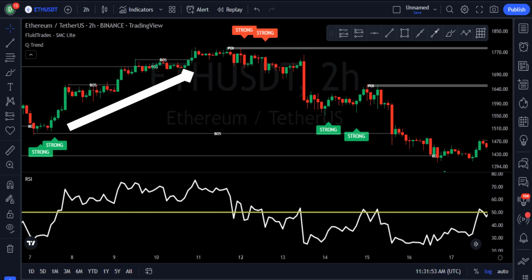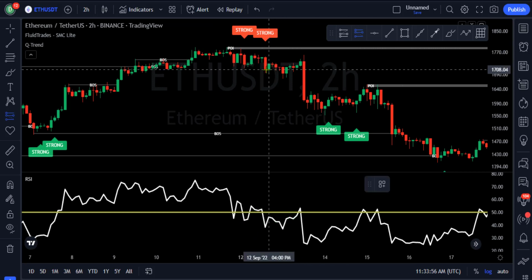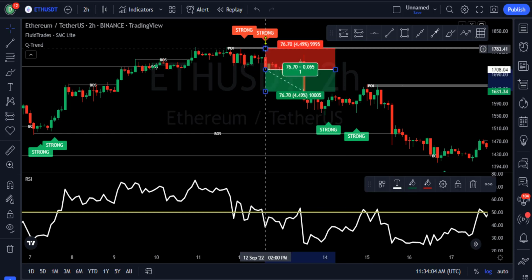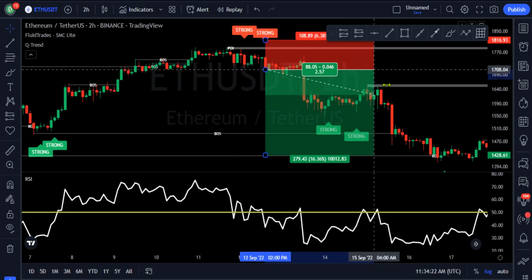You can see that the price was moving upwards, and you were getting multiple break of structure levels from the fluid indicator. Then when the price reached this point of interest, which is the supply zone, you got this strong sell signal. Notice that the RSI moving average had crossed below the 50 line. Then you could have placed a short trade like this at the close of this candle, and set your stop loss above this point of interest level, and extend your profit target down to this level.